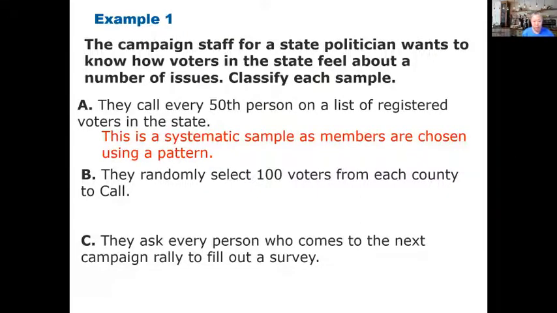Yeah, there you go. Okay, so systemic, and the B could be random. And C, convenience. Okay, then let's see. Okay, so B is randomly select 100 voters.